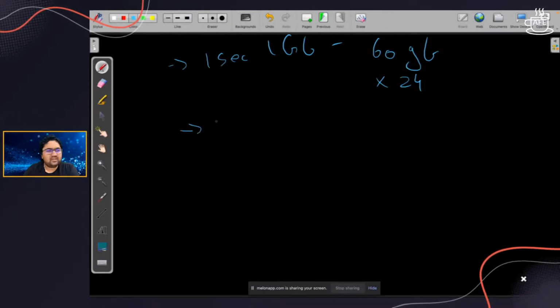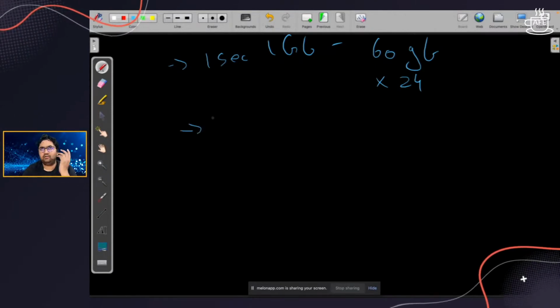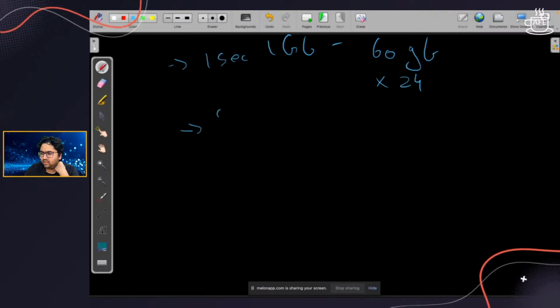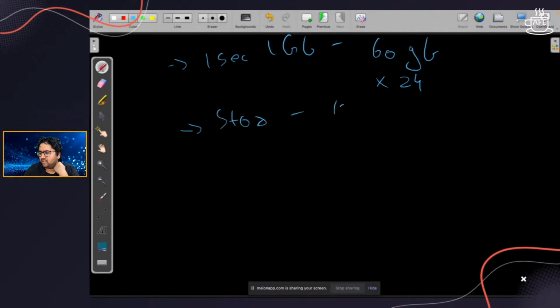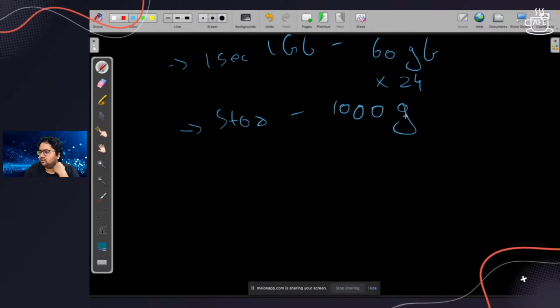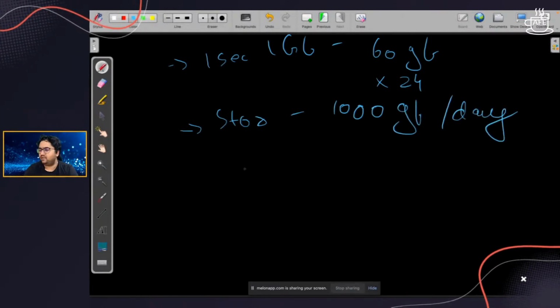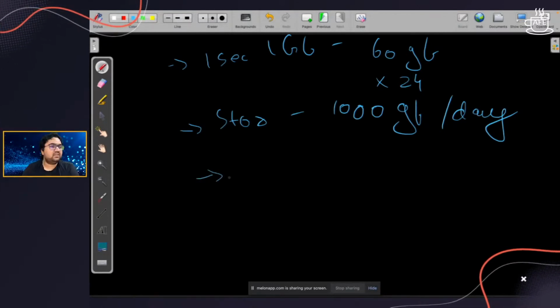And then after doing some of these precarious math, you end up with some kind of a storage number. Let's just say it's 1000 GB per day is what you ingest. All right. Then there's a couple of other things to worry about.